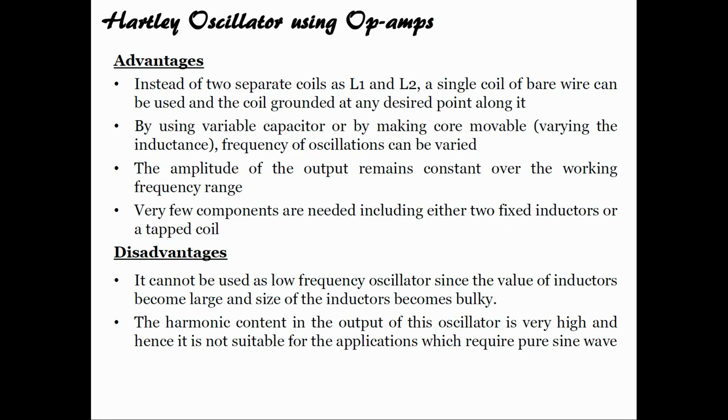So, what is the advantage of this oscillator? The advantage is that instead of 2 separate coils as L1 and L2, a single coil of bare wire can be used and the coil can be grounded at any desired point. Second, by using a variable capacitor or by making the core movable, the frequency of oscillations can be varied. That is another advantage. Amplitude of the output remains constant over the frequency range, and finally, very few components are required, either 2 fixed inductors or a tapped coil.